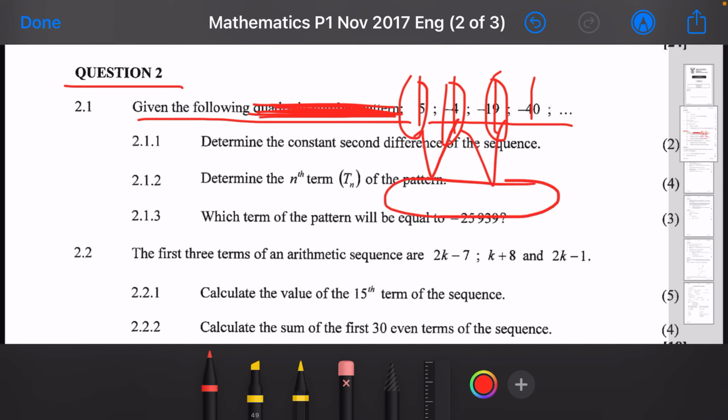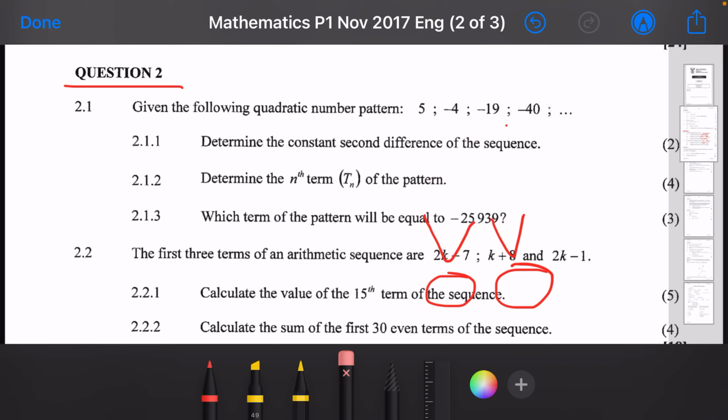Question 2.1 has 3 questions. So these are the 3 questions under 2.1. You also have 2.2, which has 2 questions. Can you see, ladies and gentlemen? The whole of this question is allocated 18 marks. Guys, it's not really complicated. Please make sure that you listen attentively and learn something new by the end of each and every lesson that I conduct.